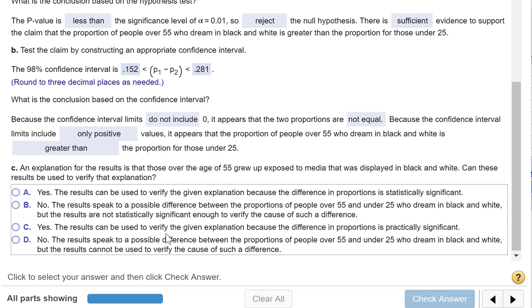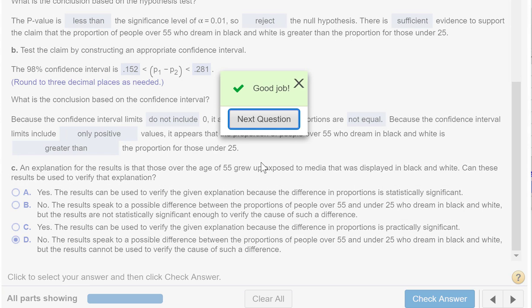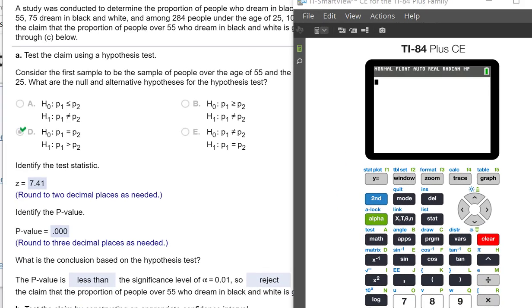It doesn't get much more significant than that. But no matter how statistically significant it is, we still cannot tease out the reason for that explanation. And so D is our only choice here. Okay, so I hope that helps. That was a long problem to go through. Hopefully worth it. Okay, I want to show you how to do the same test on the TI-83 or 84.